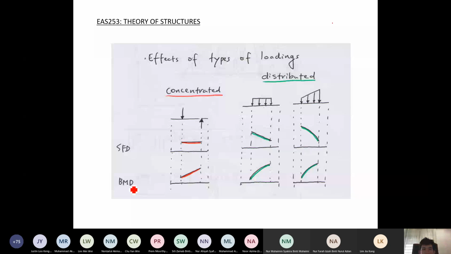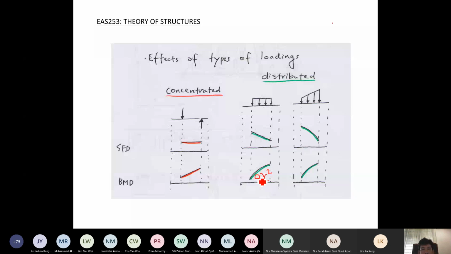Then for the bending moment diagram, you have a curved line. This is a parabolic curve, x squared. And whether it curves up or curves down depends on the coefficient in front of x squared. If it is negative, then it curves like this. If it is positive, then it curves the other way.